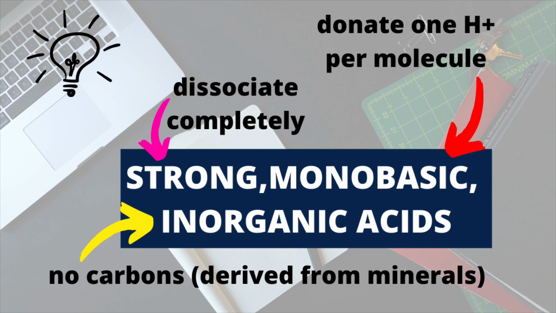There are two specific strong monobasic inorganic acids that we're going to study as part of this introduction to the course, and they are the aforementioned hydrochloric acid, HCl, and we're also going to look at nitric acid, which is HNO3.